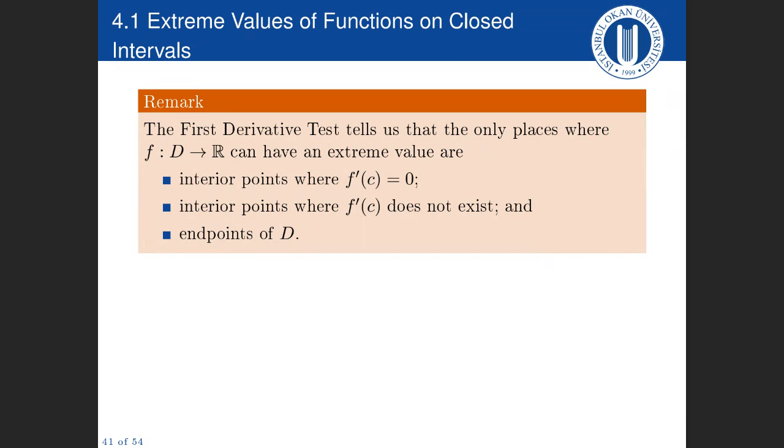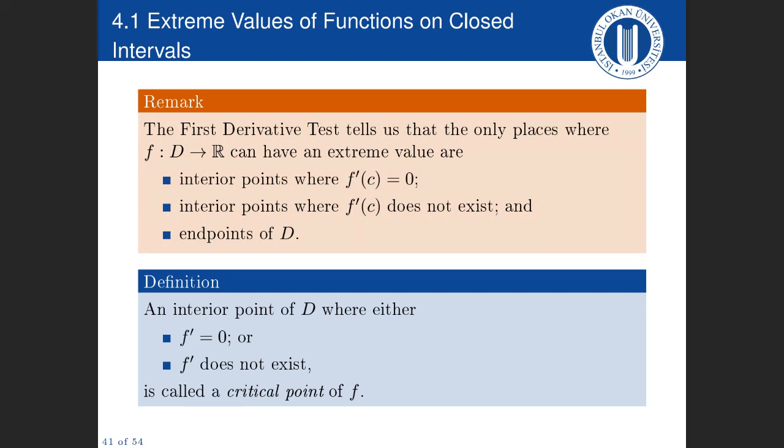The first 2 are interesting to us. We give these a name. These are called critical points. An interior point of D where either the derivative is equal to 0 or the derivative does not exist is called a critical point of f.